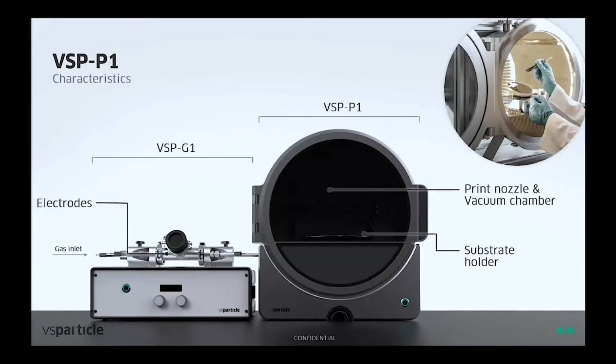Our printer consists of 2 systems actually. So it's the VSP-G1, which is the source of all our products, and the VSP-P1, which is the printer. So I will first explain a bit about the technology behind the VSP-G1. Afterwards, we give you a short demonstration, and then I'll continue with the printer.